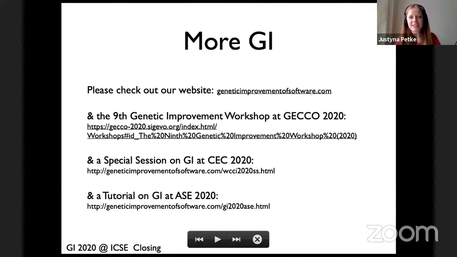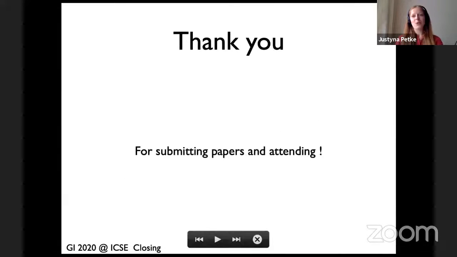So here's just a recap of what's coming up, but all of this information is actually on the Genetic Improvement of Software website. So if you just go there, you'll get pointers. By the way, the tutorial that's at ASC is also going to be given at Gecko, but anyway, there's just lots of GI around. So I hope you enjoy, well, also attend future events. So thank you again.